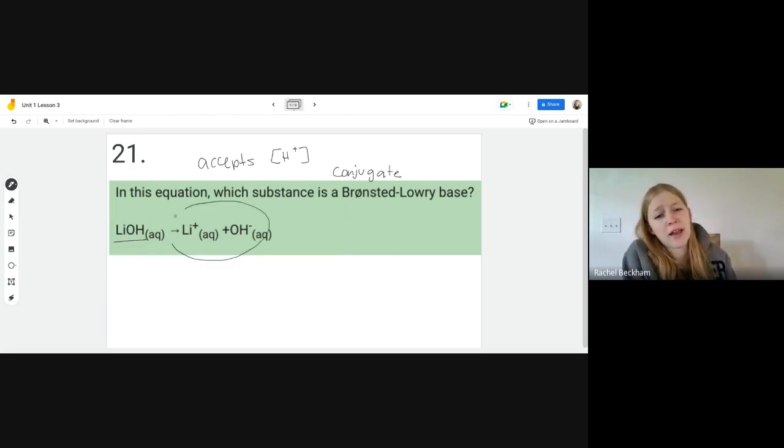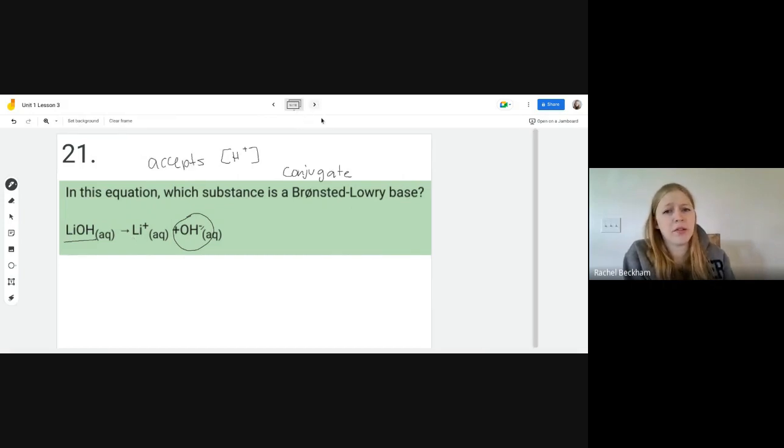Conjugates are on the right-hand side. And in this scenario, it's going to be the OH negative because it has the ability to accept H plus. It has that negative charge. It's going to want to accept an H plus in the future. Nothing else here has the ability to accept H plus. LiOH does not want to accept H plus. Li plus also does not want to accept H plus.